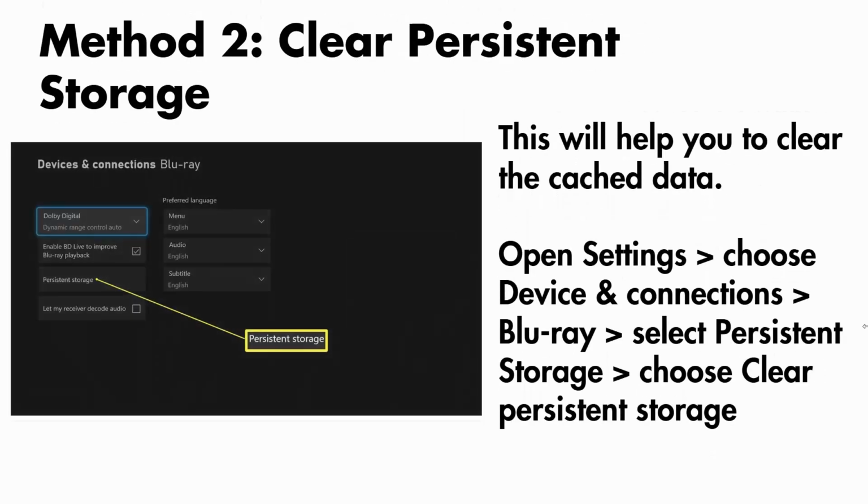For that, you have to open settings, then choose device and connections. Then click on Blu-ray. Now select persistent storage. Here choose clear persistent storage. Now this will help you to clear the cached data. Once done, check if the problem is fixed.